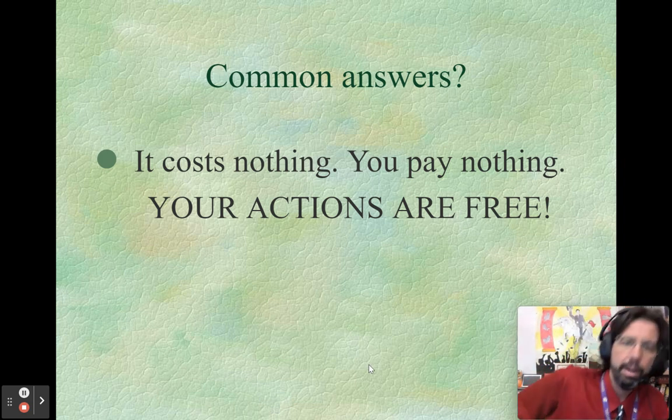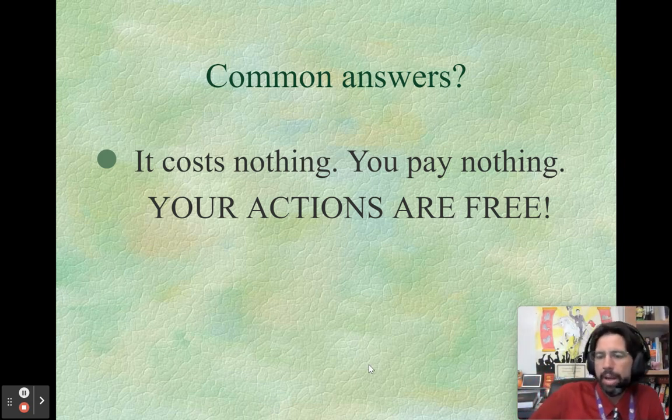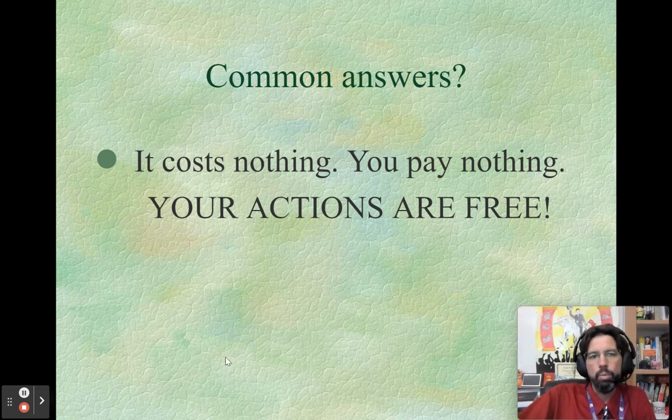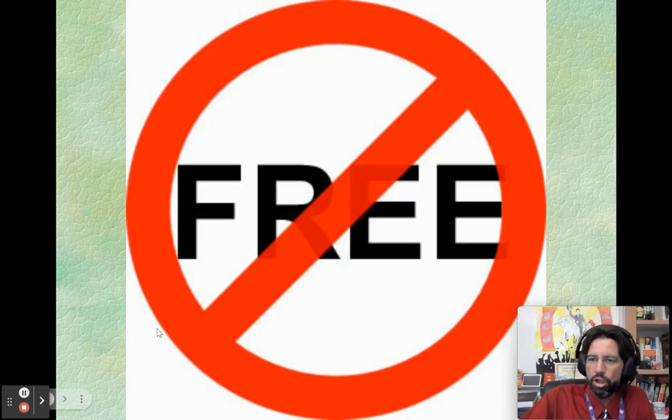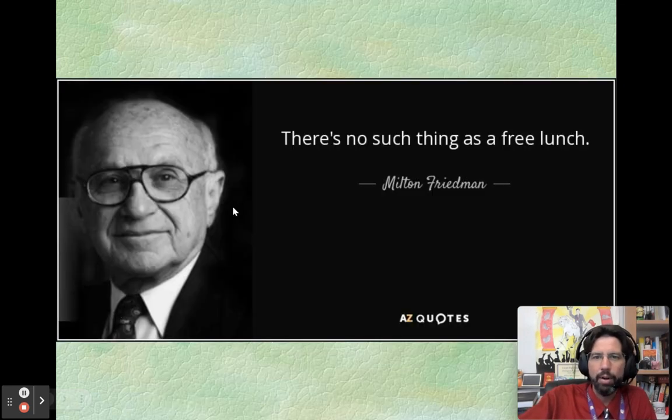We also hear sometimes the idea that it costs nothing, that I pay nothing for the environment, nothing is coming out of my pocket. The actions that I'm taking are of my own free will. And we forget that that is just garbage, that there is no free in economics at all. Milton Friedman, will you please tap the sign? Thank you very much. There is no such thing as a free lunch, says economist Milton Friedman. And this is true.